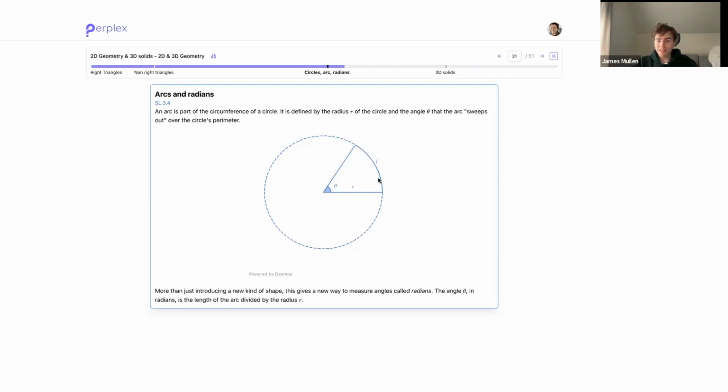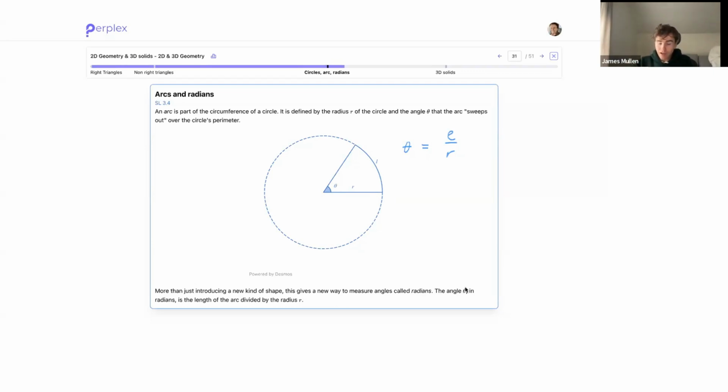An arc is defined by a radius and an angle that sweeps out over the circle's perimeter, and that defines this length L. This doesn't just introduce a new kind of shape, it gives us a new way to measure angles, in what we call radians. The angle theta in radians is the length L divided by r. So theta is equal to L over r. That's the definition of radians. It's how we come up with these radians.